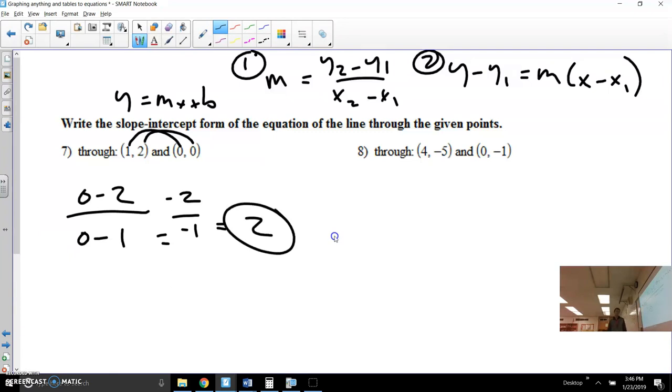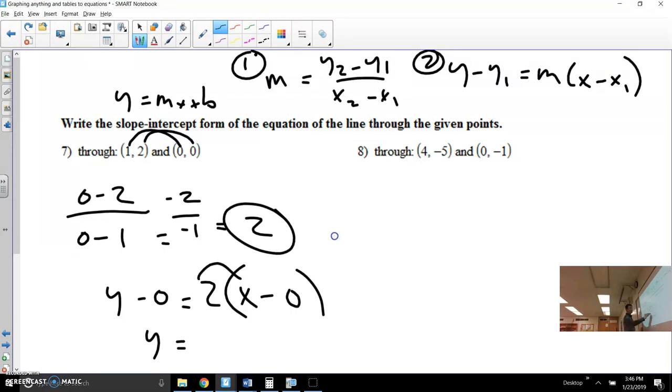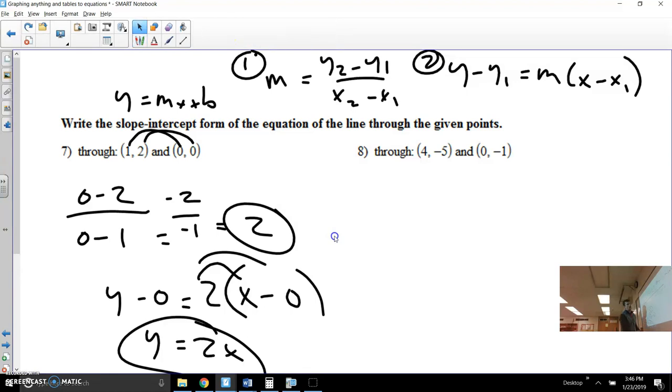Now, this is where several of us just stopped on the homework last night. This is not complete. This is y minus y1. I'll just pick 0 because that's going to make this a little faster. 2 times x minus x1, again, 0. And so y minus 0 is just y. And if I distribute, I just get 2x, and there's my equation. So if you plug in 0, 2 times 0 is 0, so that point's there. And if you plug in 1, 1 times 2 is 2, so that point is also on that line.